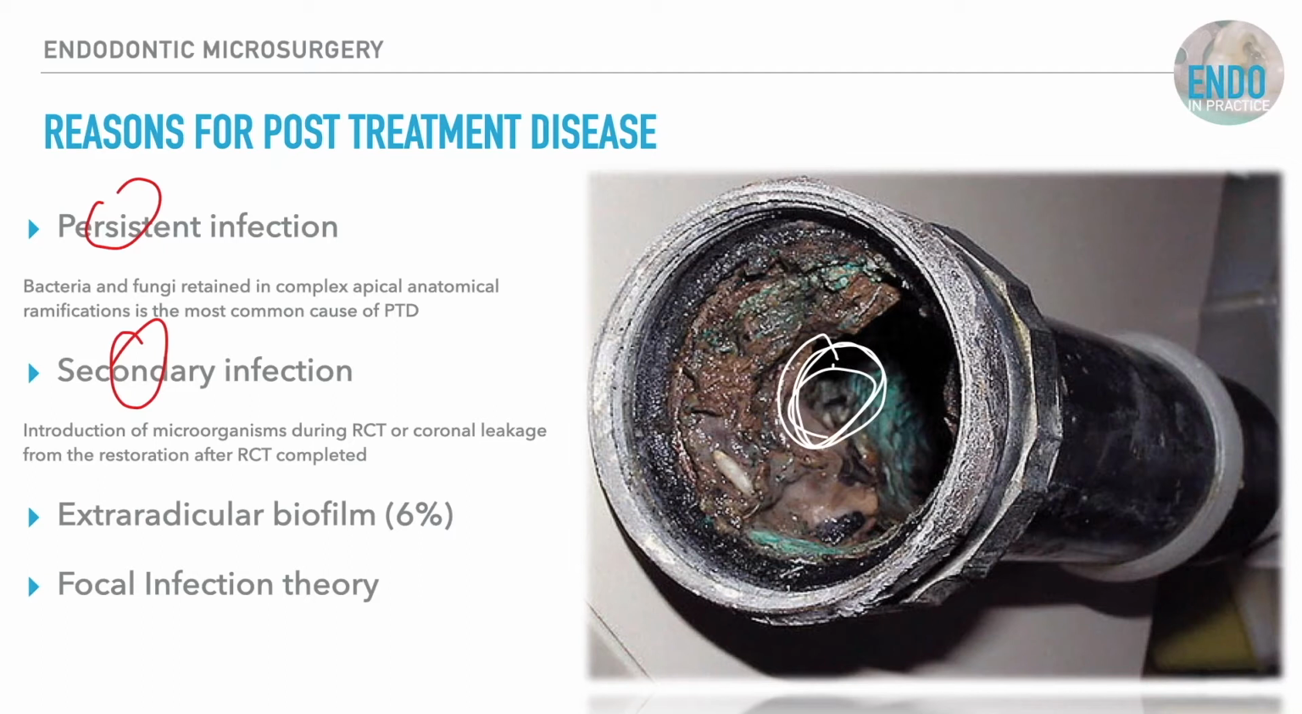Therefore, orthograde endodontic treatment will have the best chance to resolve that post-treatment disease. In only about 6% of cases of post-treatment disease is there a biofilm actually on the external root surface. So if it's on the external root surface, orthograde retreatment or treatment isn't actually going to help. At that point, you're definitely going to have to consider periradicular surgery because your biofilm is on the outside of the root. And just for completeness, I've included focal infection theory, and there's nothing conclusively proved about that. It's there for further reading and just comprehensiveness of the content.